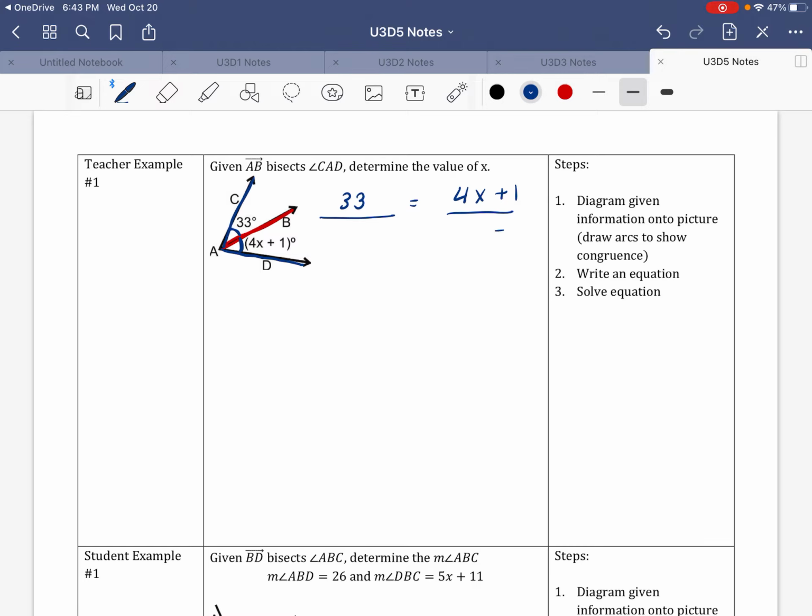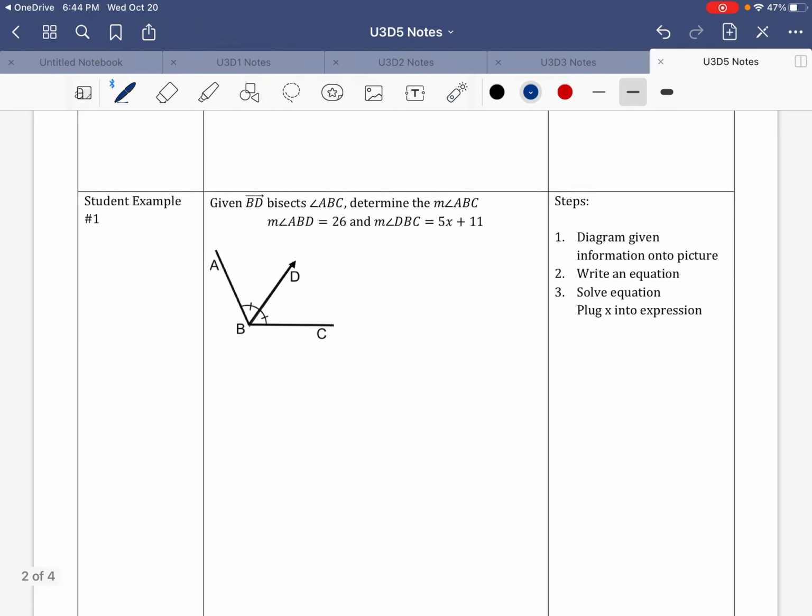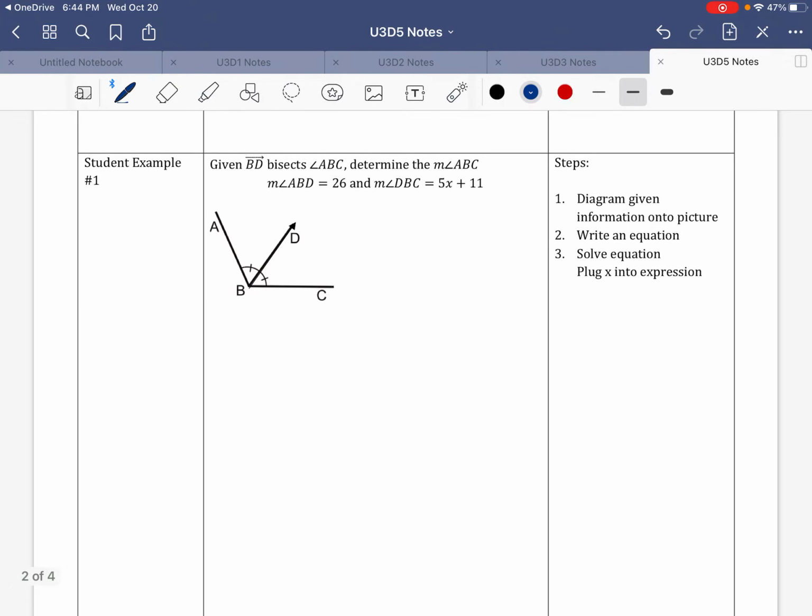All we have to do now is solve this equation. We can solve it by subtracting 1 from both sides. 32 equals 4x. Divide by 4, and x is equal to 8. And here it asks for the value of x, so this is our final answer. Be careful, because sometimes it'll ask for an angle measure. When it asks for the angle measure of a specific angle, then you have to plug it back in. Try student example number 1.